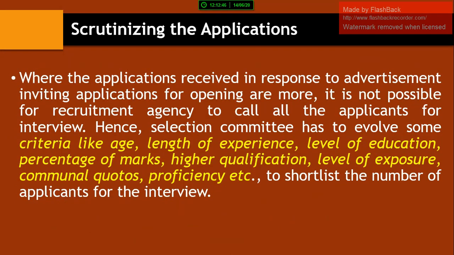Next, scrutinizing the applications. As I already said, if I have thousands of people, I cannot interview them all. So I have to set some criteria for eliminating unsuitable candidates. The criteria are like age, length of experience, level of education, percentage of marks, higher qualification, level of exposure, communal quotas, and proficiency. I assign some criteria and shortlist. That is scrutinizing the applications.